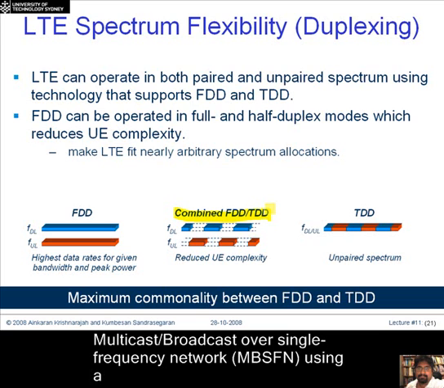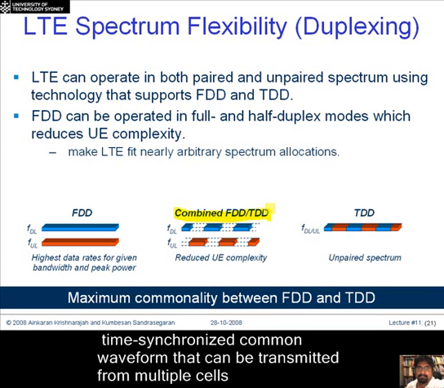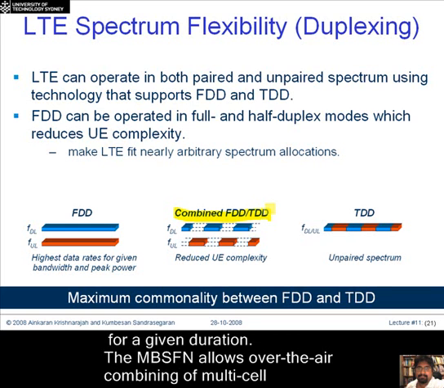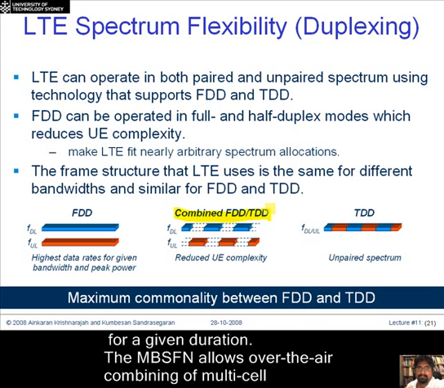Okay, the next aspect is that by using this, we can also make LTE fit any arbitrary spectrum allocation. Obviously, if you have FDD, if you have paired spectrum available, go for the FDD mode. If you only obtain unpaired spectrum in some country, then go with the TDD mode.